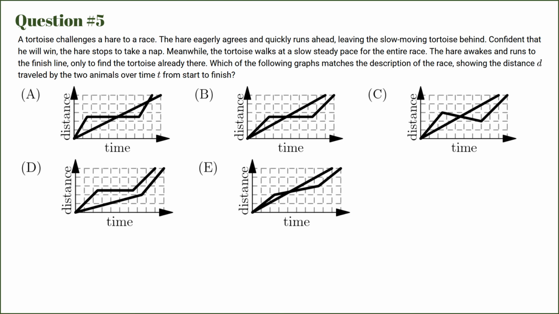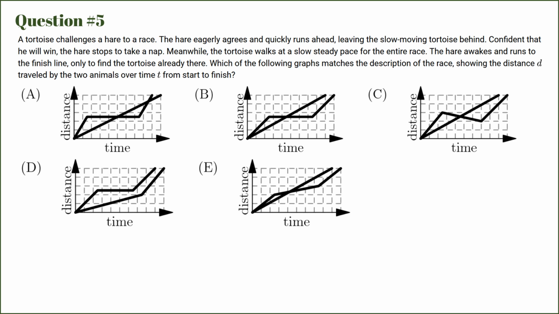Question 5 states, a tortoise challenges a hare to a race. The hare eagerly agrees and quickly runs ahead, leaving the slow-moving tortoise behind. Confident that he will win, the hare stops to take a nap. Meanwhile, the tortoise walks at a slow, steady pace for the entire race. The hare awakes and runs to the finish line, only to find the tortoise already there. Which of the following graphs matches the description of the race, showing the distance d traveled by the two animals over time t from start to finish?